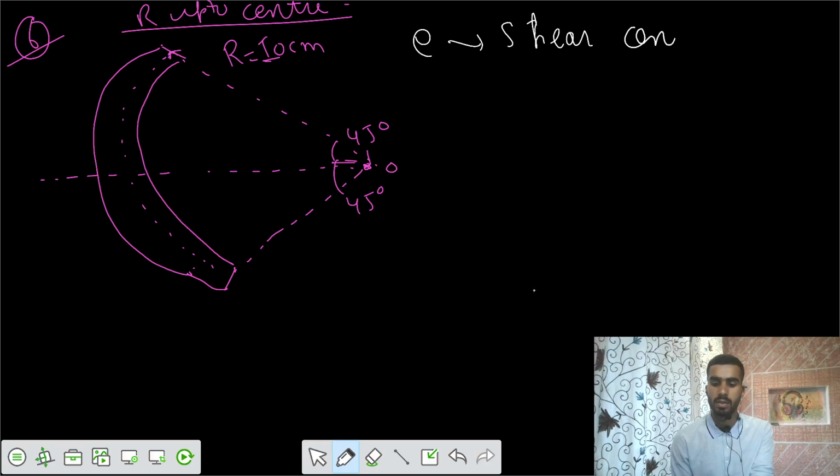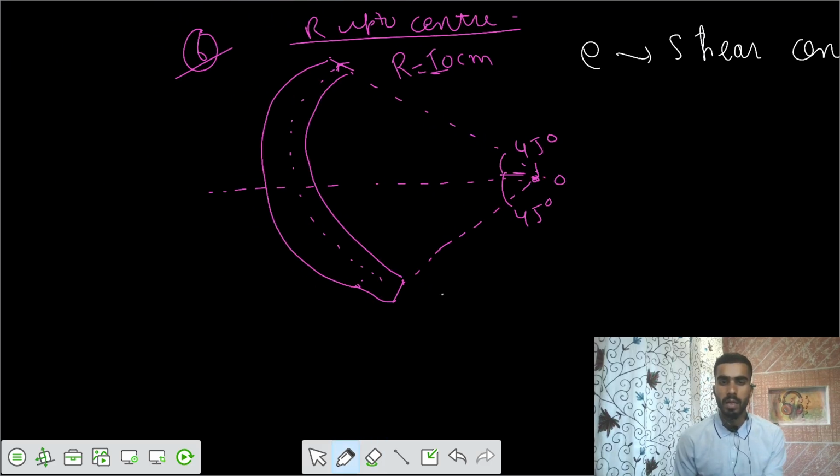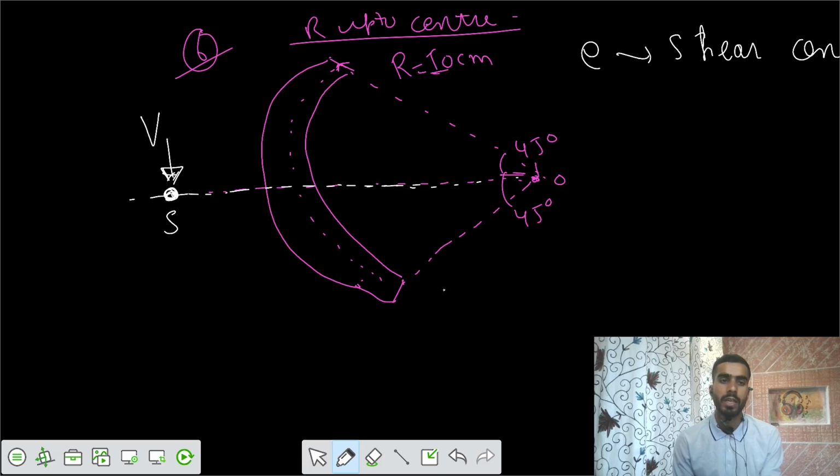Shear center. You have to apply a load by the symmetry. We say if from both axes we are making an angle of 45, that means this is your line of symmetry. So on that line of symmetry somewhere your shear center would be there. If you apply the load, that shear force V here, there would be no twisting.